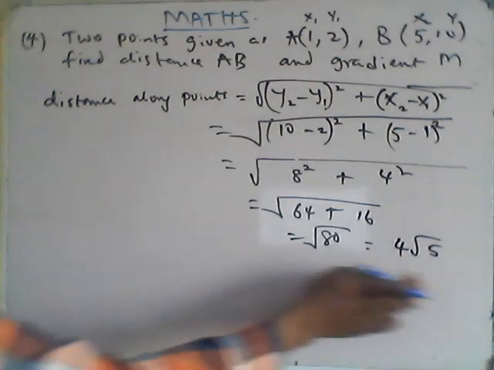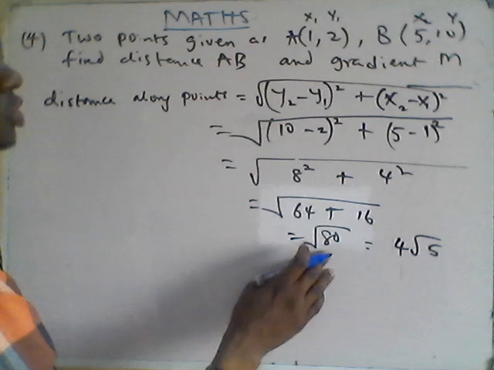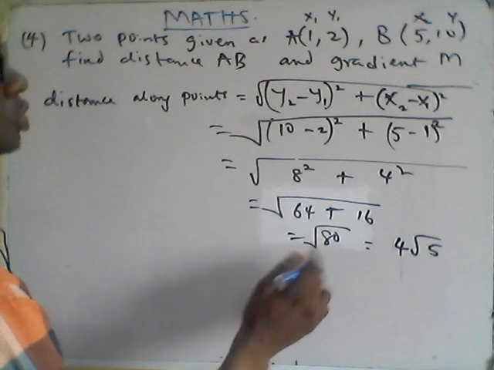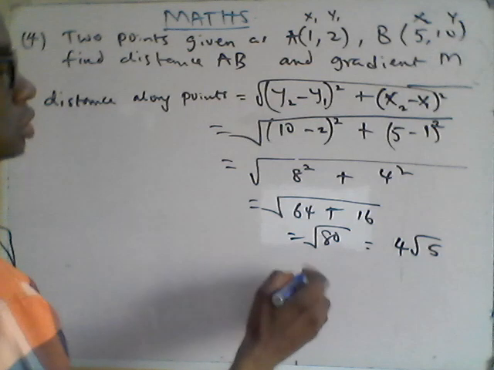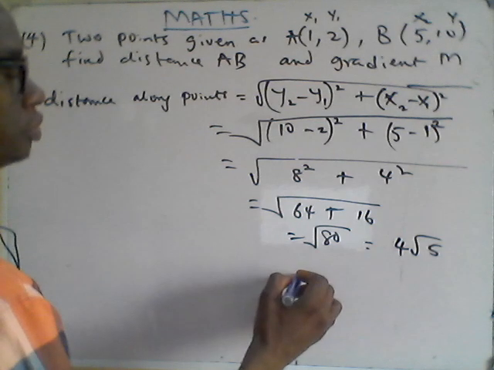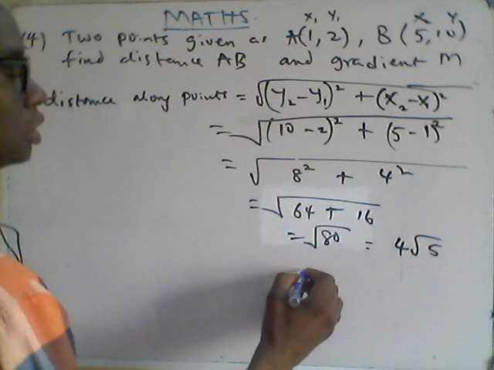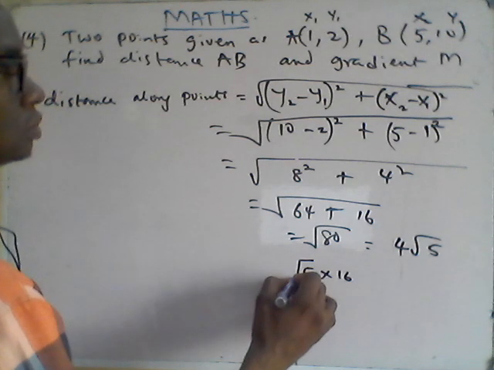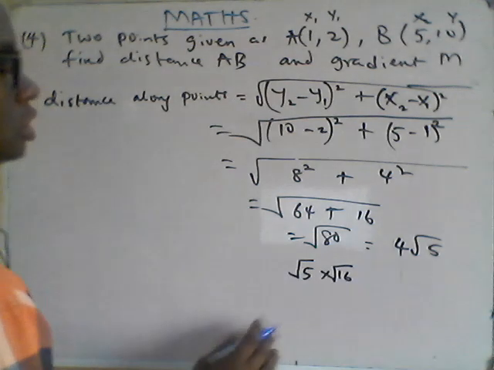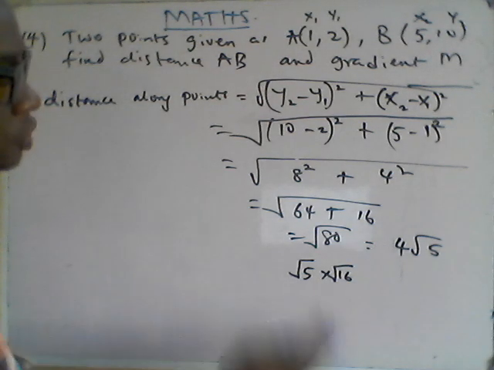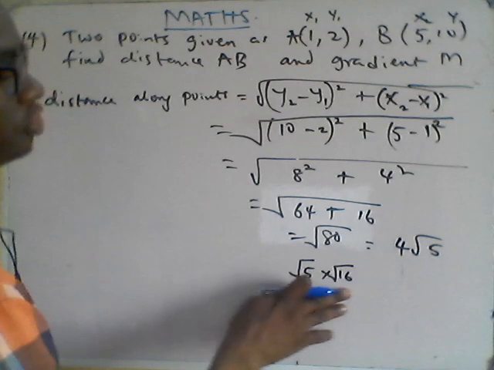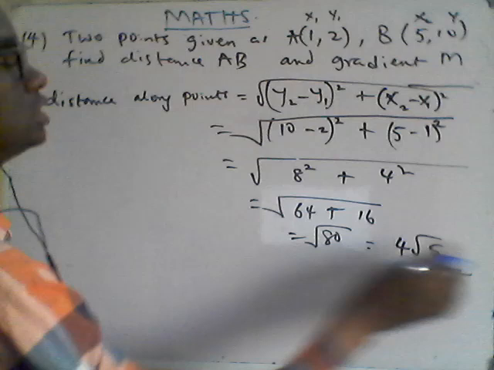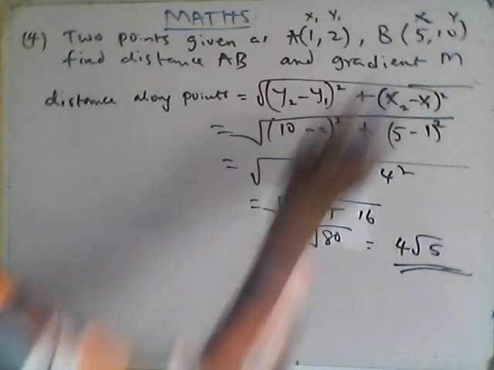How do I get 4 root 5? I can decide to break this into two products. I would say root 5 times root 16. 16 times 5 is 80 already. So if I do the square root of this component, it will give me 4. So I have 4 root 5. So that's why I got 4 root 5. So this is the distance between these 2 points in short form.